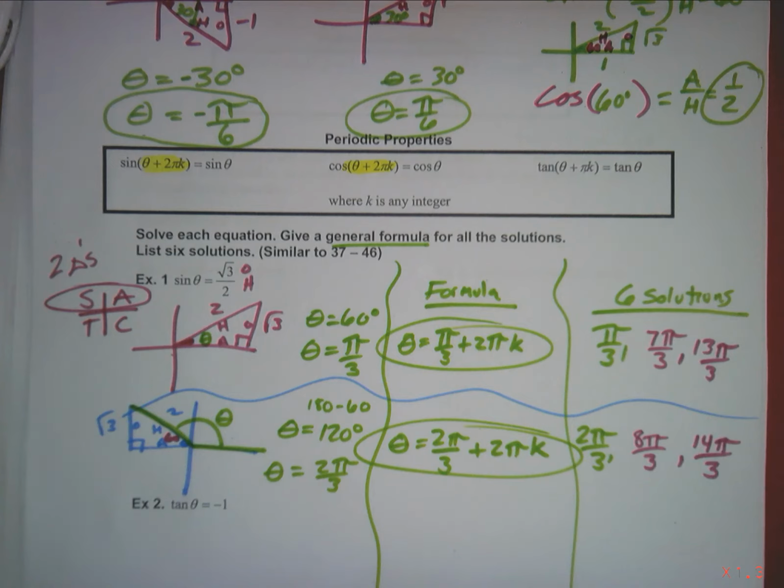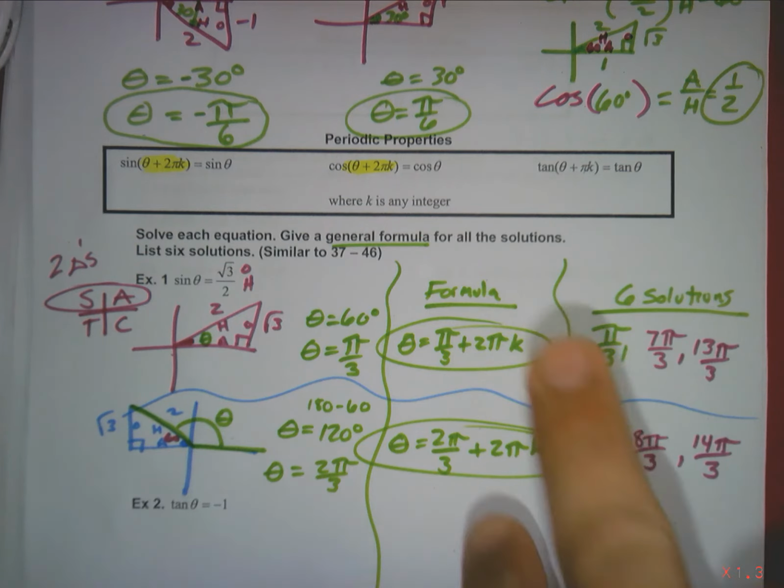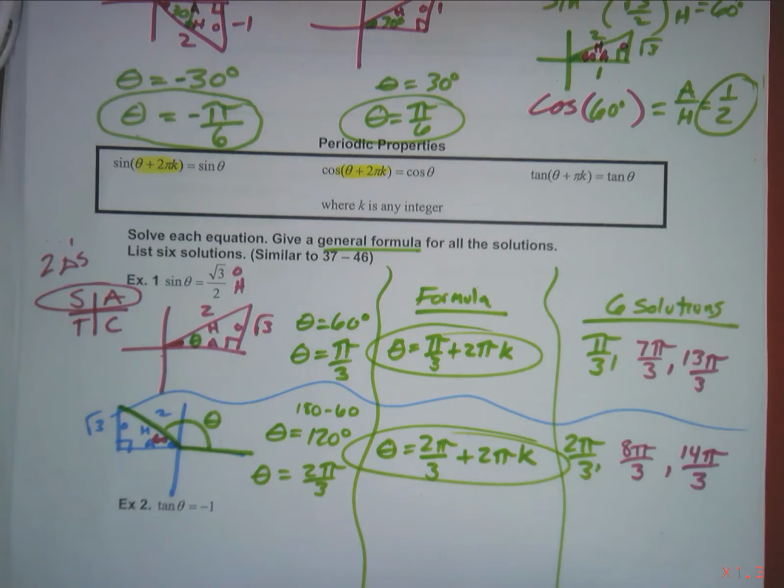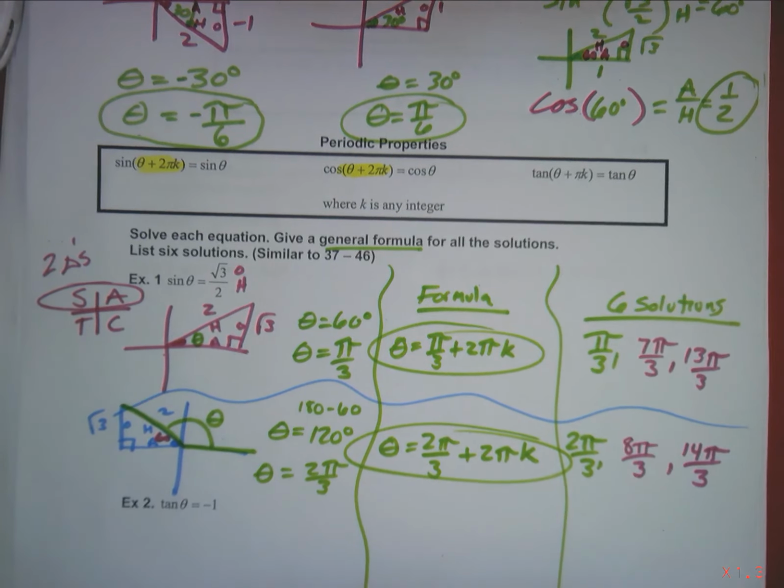All right, again, somebody said, well, there could be an infinite amount, right? Because you're going around a circle. You could do that forever and ever and ever. All right, you guys have any questions? So there's your 2 formulas, and there is your 6 solutions.